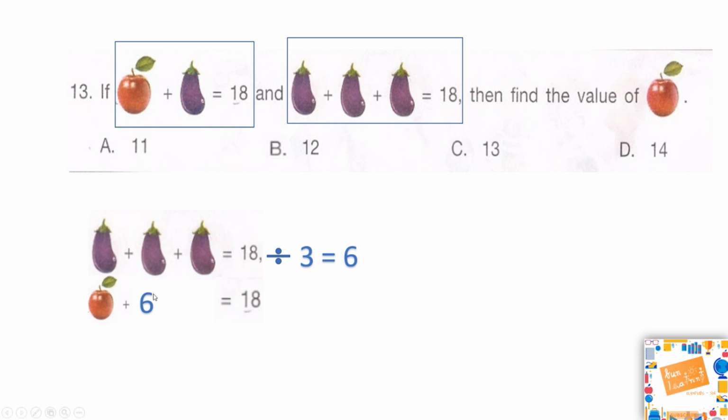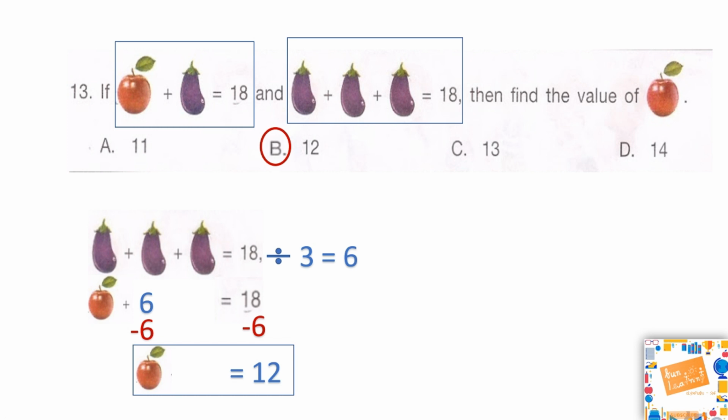Now if I want to remove this 6 from the left hand side, I should also remove it from the right hand side because this is an equation. So on both sides, same thing should happen. So I'll remove 6 from both sides, hence I'm left with apple is equal to 12. So our correct answer is option B, 12.